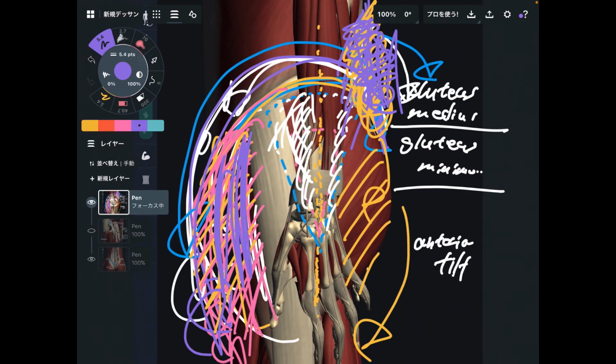So if you know this anatomy, you can apply this information for training, yoga, Pilates, athletic performance. You know, pelvic movement is very, very important. I hope today's info helps your career.